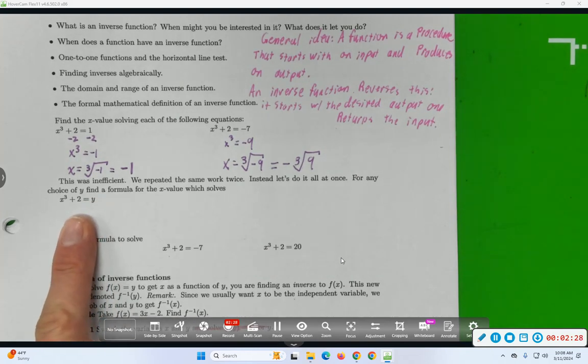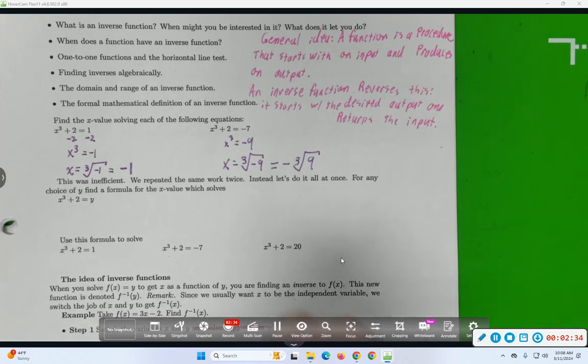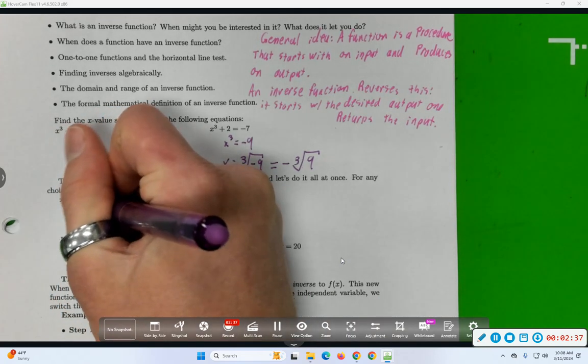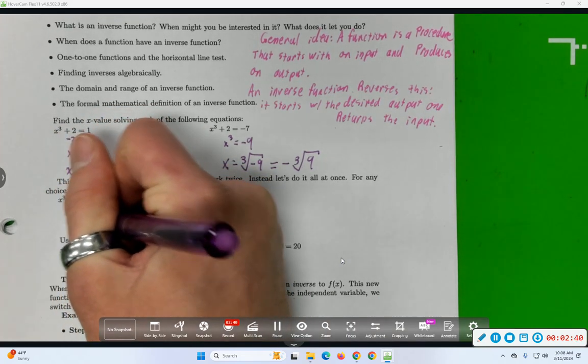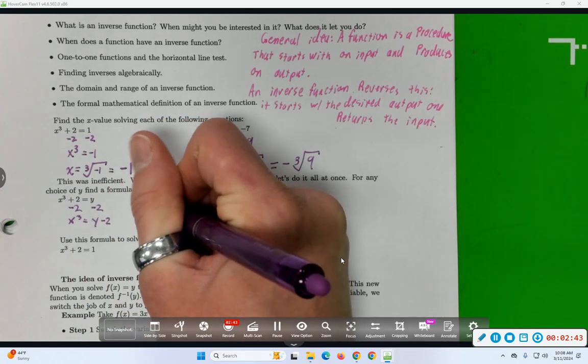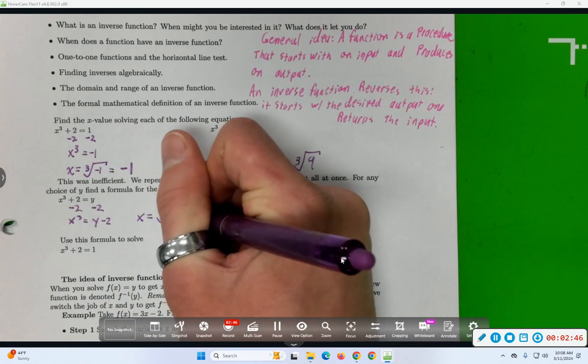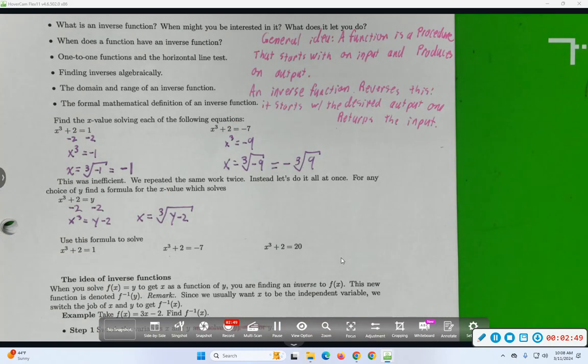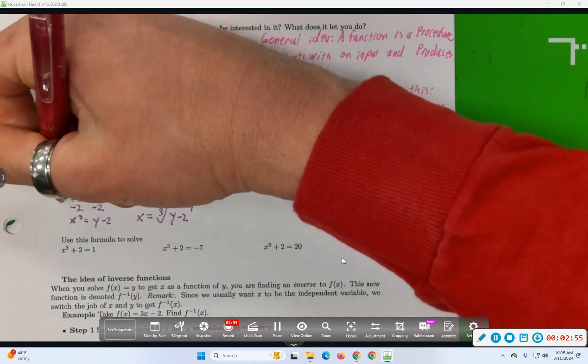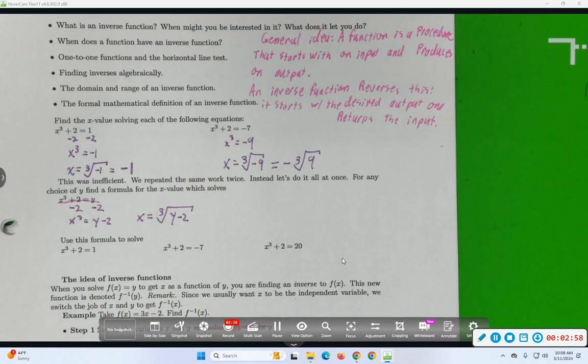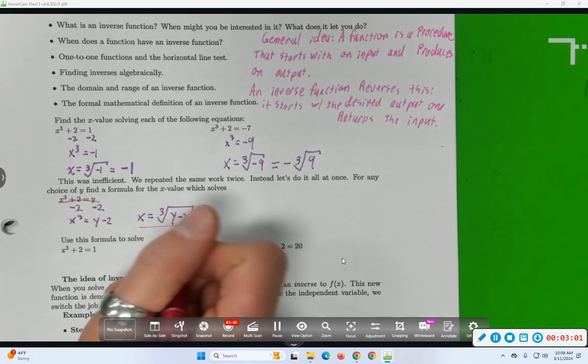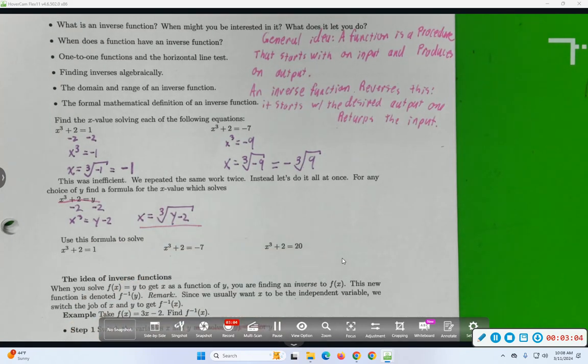Yeah, for any given y value, you would subtract 2 to the other side, and then take the cube root. Subtract 2, x cubed equals y minus 2, so x is equal to the cube root of y minus 2. So what does that tell us? That tells us that if you ever see an equation of the form x cubed plus 2 equals a number, its solution is x equals the cube root of that number minus 2.